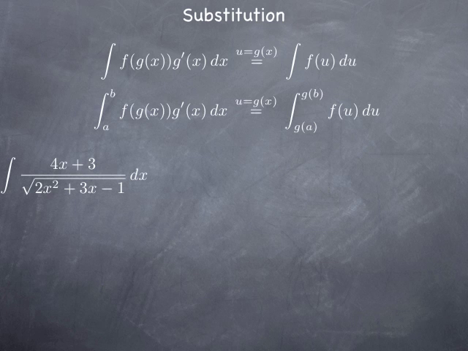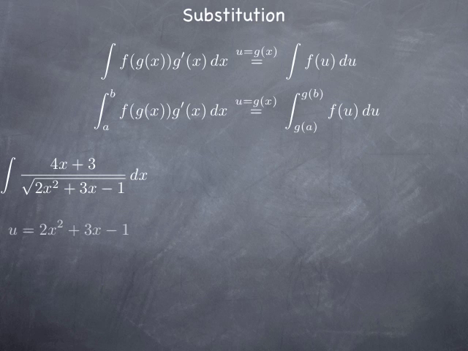So let's take a look at an example. Let's say we want to integrate (4x + 3) divided by the square root of (2x² + 3x − 1). So we have a composite part here, which is 2x² + 3x − 1, that is plugged inside the function 1 over square root of x.